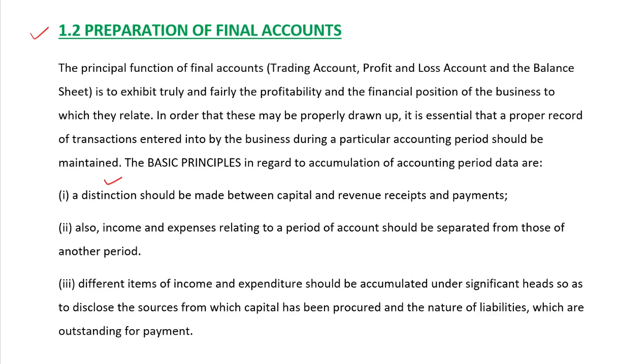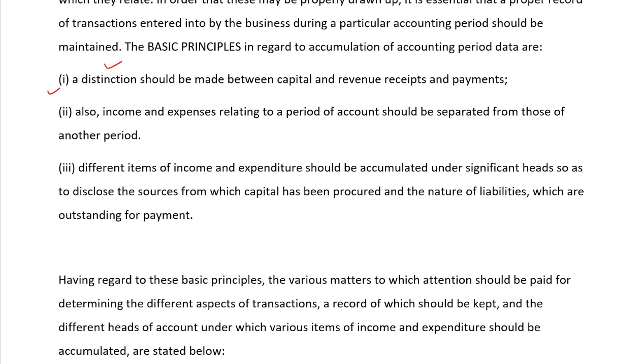The basic principles in regard to accumulation of accounting period data are: a distinction should be made between capital and revenue receipts and payments. Also, income and expenses relating to one period of account should be separated from those of another period. Different items of income and expenditure should be accumulated under significant heads so as to disclose the sources from which capital has been procured and the nature of liabilities which are outstanding for payment.